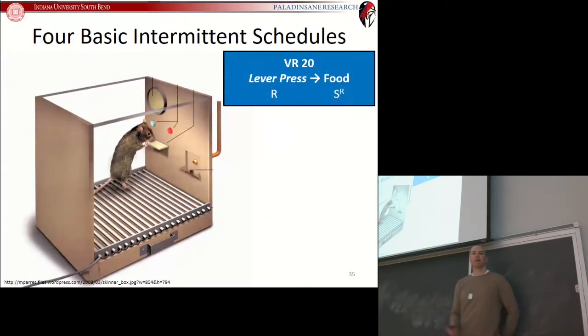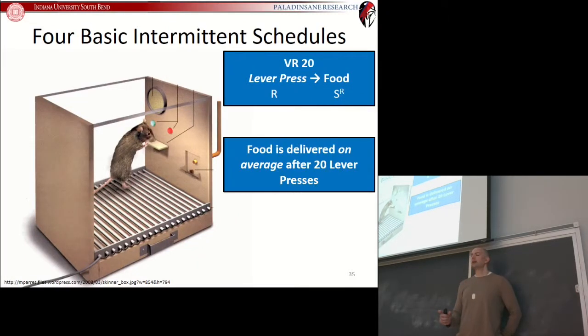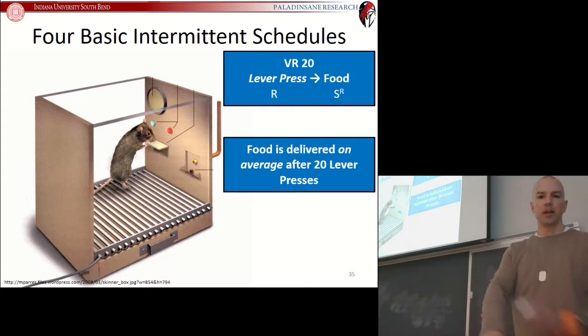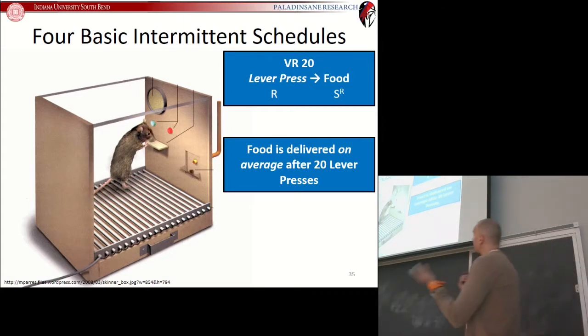So for example, Sniffy could be on a variable ratio 20 schedule. What that means is that on average, Sniffy is going to have to press that bar 20 times in order to get reinforced. But sometimes it'll be 20, sometimes it'll be 30, sometimes it'll be 10, sometimes it might take 60 presses. On average, it's only going to take 20, but you never know when the next reinforcement is going to occur.